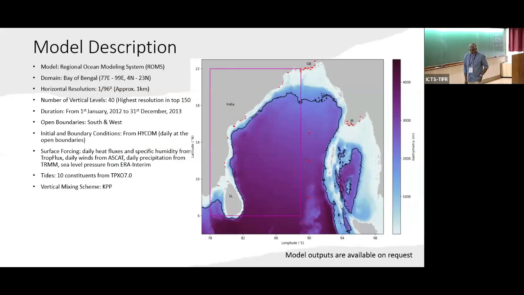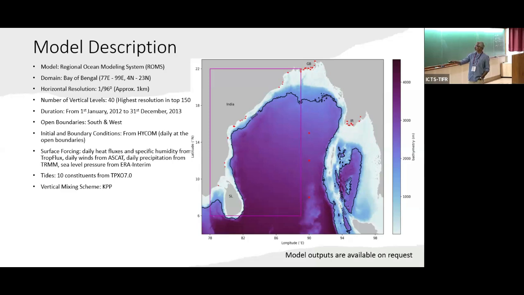For this talk, we are going to use a simulation from the Regional Ocean Modeling System, covering the complete Bay of Bengal, 77 to 99 east, 4 north to 23 north. The model has a resolution of approximately 1 kilometer, 1 by 96 degrees, with 40 vertical levels. These computations take a long time, and here we have a simulation for just 2 years, starting from January 2012 and running up to 31st December 2013.